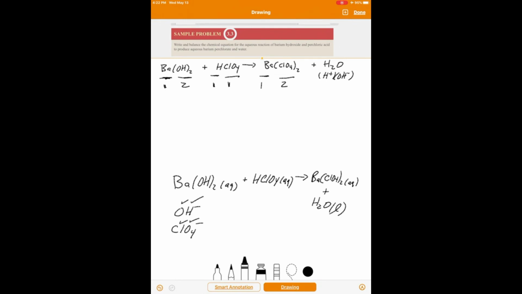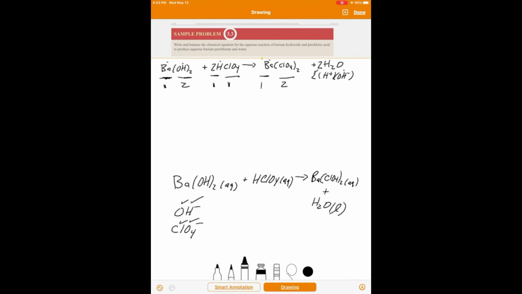I'm going to start on the left side with barium. There's one barium on the left side, there's one on the right, so it's already balanced. There's two hydroxides on the left, but there's only one hydroxide on the right. So let's put a 2 in front of it. That gives us 2 H+ and 2 OH-. So let's come over here. There's one H+ there, but there's 2 H+ now, right? Because I put that 2 in front of the water, so that gives us 2 H+ and 2 OH-. So let's put a 2 in front of that.